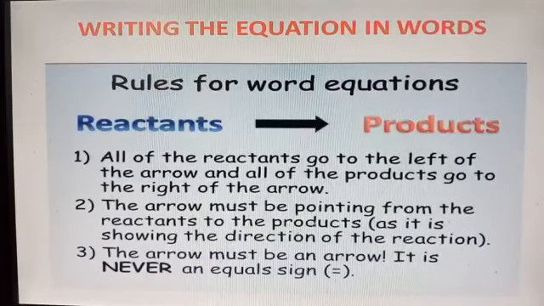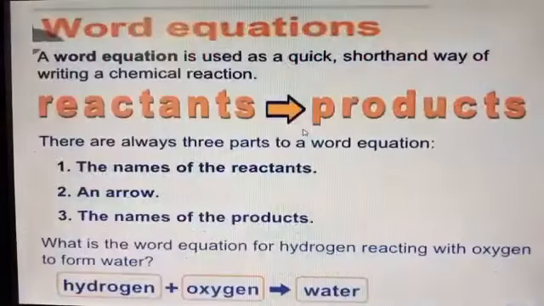The arrow must always point from the reactants to the products. Mind you, this arrow should not be facing this side. This arrow should face this side only, towards the product side. The arrow must be an arrow. It is never an equal sign. You cannot write an equal to sign here. It has to be an arrow only.